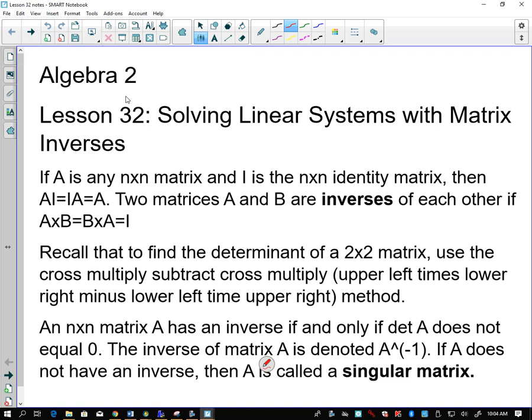All right, Algebra 2, Lesson 32, solving linear systems with matrix inverses.